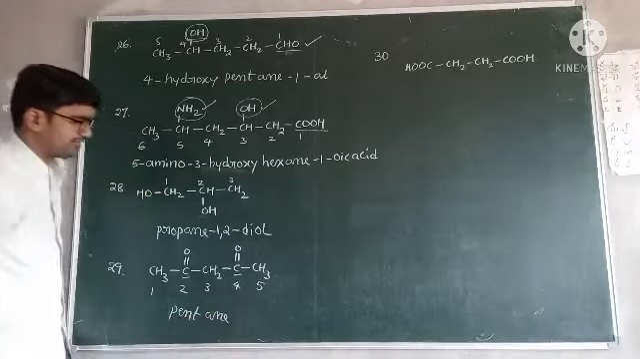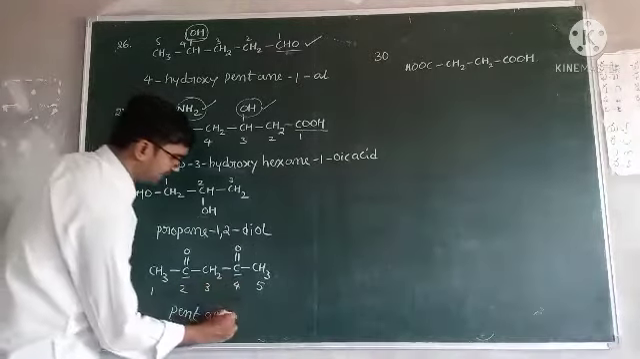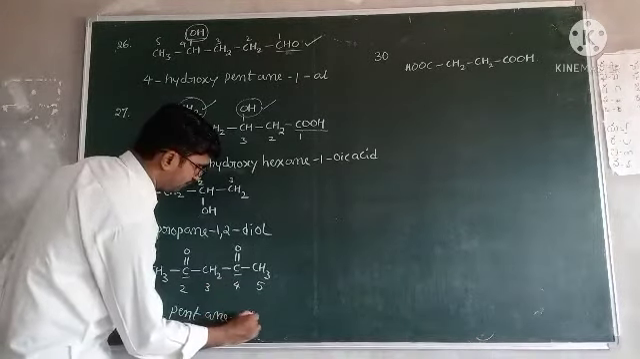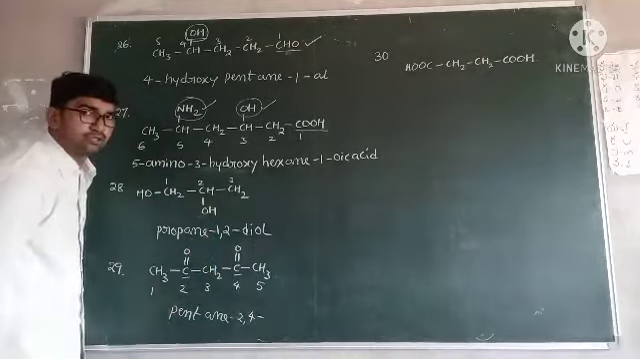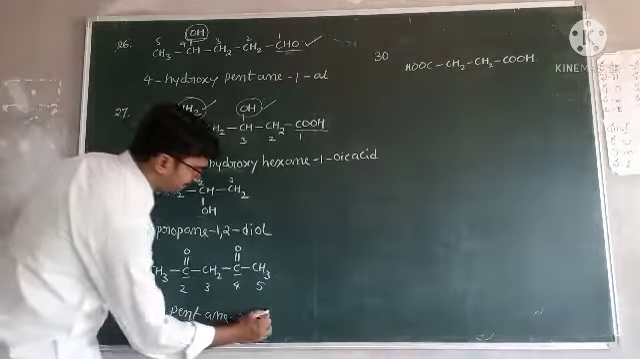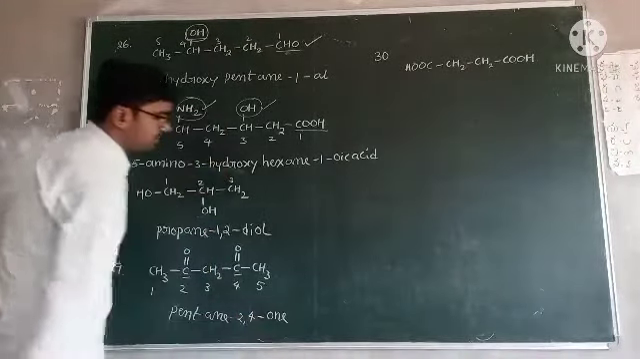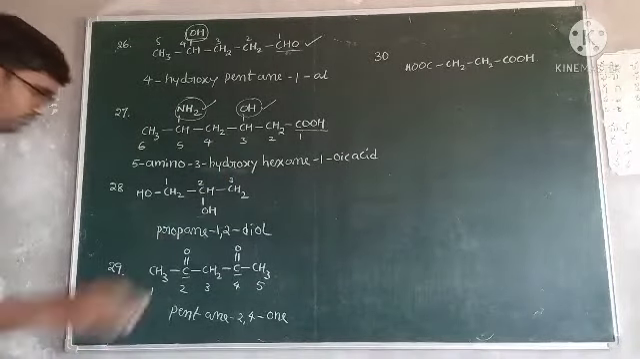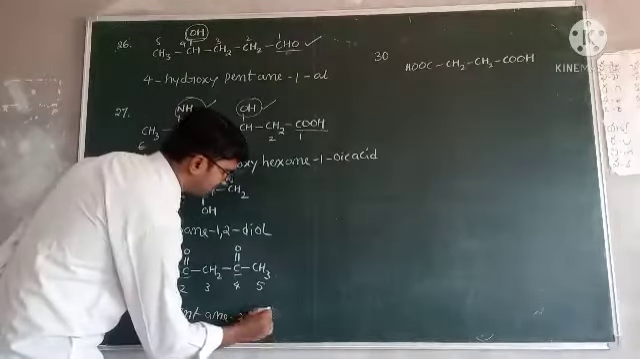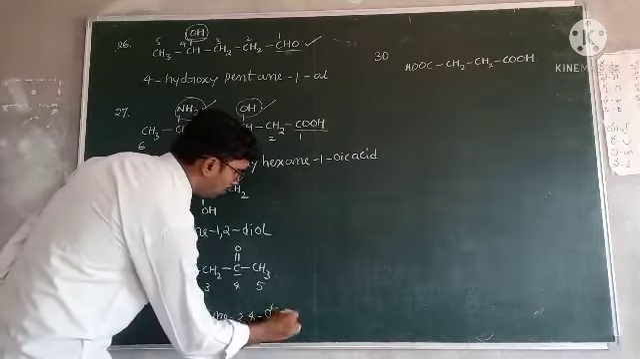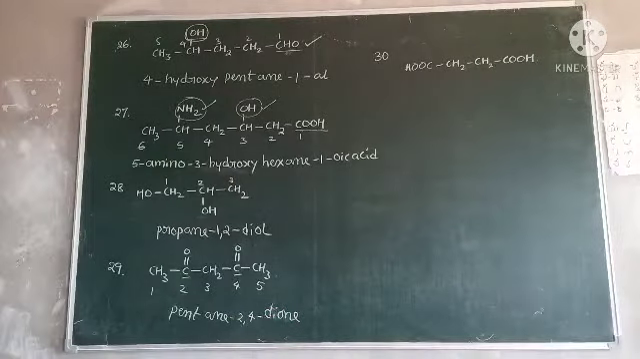Functional groups are at the second place and fourth place, so 2, 4. Ketone groups are there. The ketone main functional group name is one. So 2, 4, sorry, dione, because 2 are there. So dione. This is the name of the 29th organic compound.